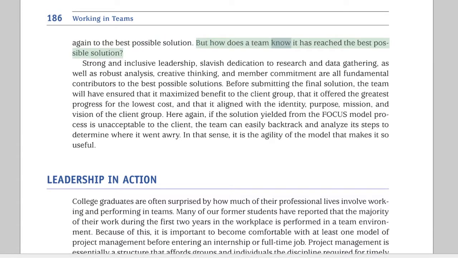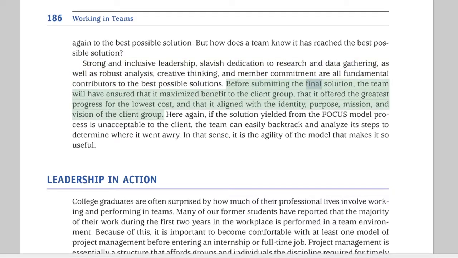But how does a team know it has reached the best possible solution? Strong and inclusive leadership, slavish dedication to research and data gathering, as well as robust analysis, creative thinking, and member commitment are all fundamental contributors to the best possible solutions.